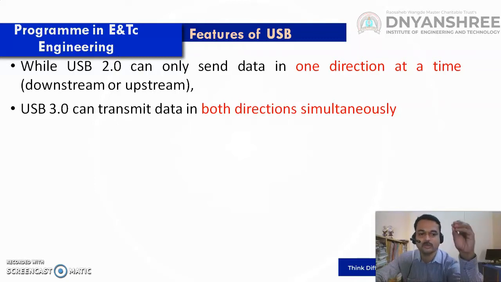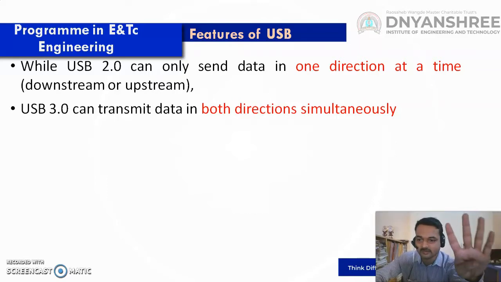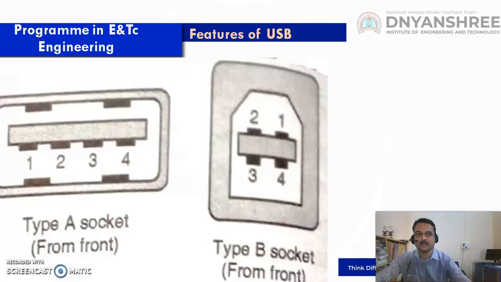So USB 2.0 operates in half duplex with 2 data lines, and USB 3.0 operates in full duplex, where transmission and reception of data are simultaneously possible, with 4 data lines. This is the connector you can see here. This is the type A socket, and from the front end it looks like this, 1 2 3 4. This is the USB port, and this is the type B socket from the front end.